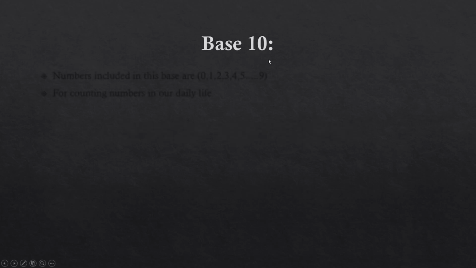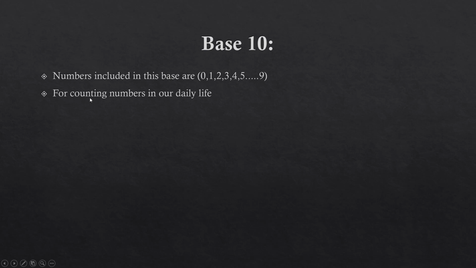The first example here is base 10. Base 10 includes numbers from 0 to 9, so 0, 1, 2, 3, 4, etc. until 9. The base name is 10, so it includes 10 numbers. So 1 to 9 is 9, and 0 is 10. It is used for counting numbers in our daily life. Every number we know is between 0 and 9.